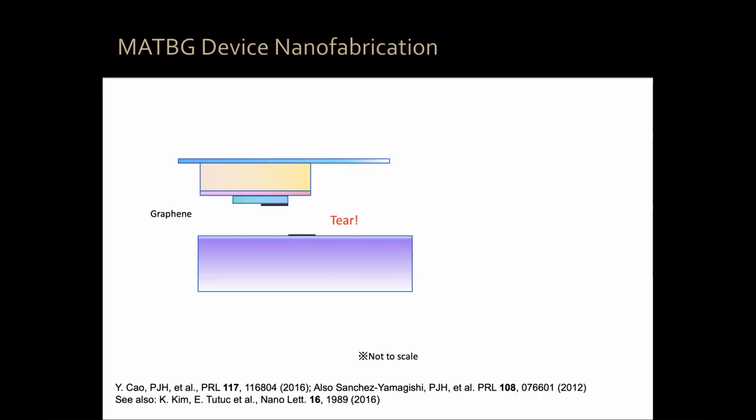And the bottom is also hBN? No, this is graphene. The bottom here is silicon oxide, typically silicon oxide. Okay.